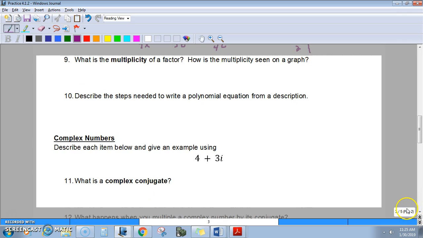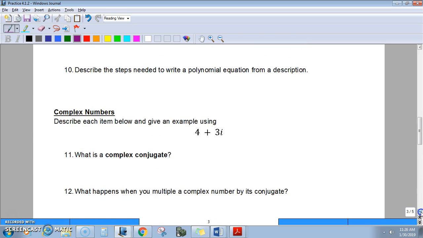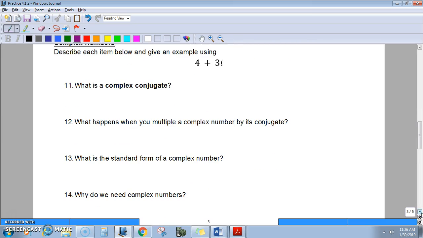Okay. 10, describe the steps needed to write a polynomial equation from a description of that equation. So that's just what you've been doing. You can do that. Describe each item below and give an example using what we're talking about here.